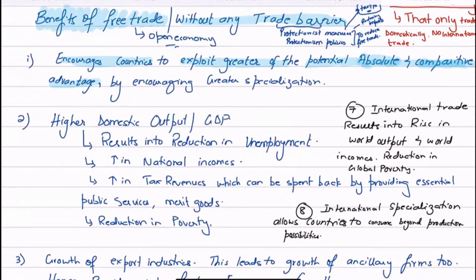Instead of writing absolute and comparative, you could write it encourages countries to exploit greater of their potential cost advantages. That would be a much simpler version. And that results in greater specialization. For example, Pakistan has a cost advantage in producing agricultural goods, so that is why Pakistan specializes in producing agricultural goods.